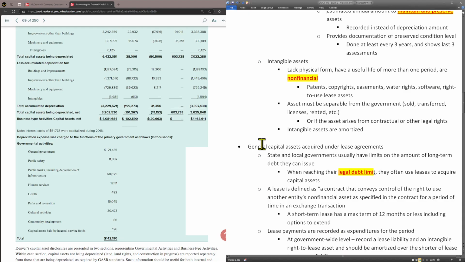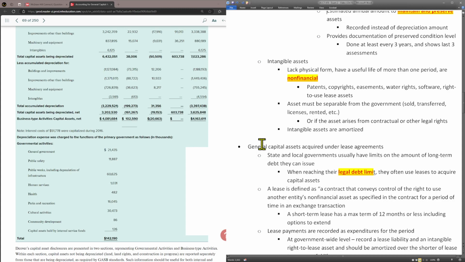Intangible assets lack physical form, have a useful life of more than one period, and are non-financial, right? Financial intangible assets, well, those are investments. Things like patents and copyrights, we see those, but here are some that are specific to a city or to a government.